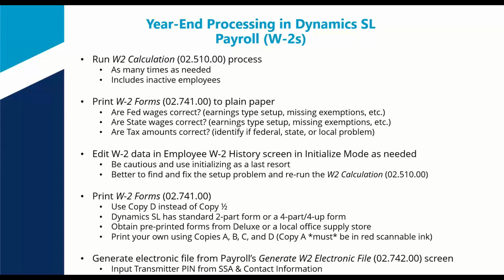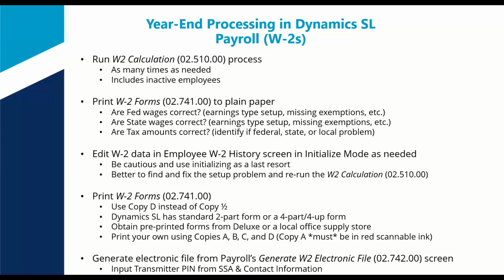So once you've identified what the number should be, you can edit your W-2 data in the employee W-2 history screen using initialize mode. But be cautious about that. If you've found the issue, it's best to fix the setup problem and rerun the W-2 calculation, because that will prevent you from experiencing that problem again in 2023 down the road.